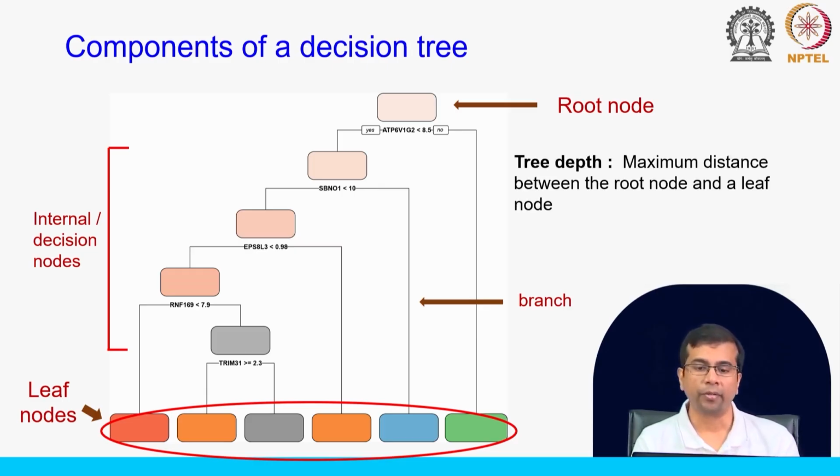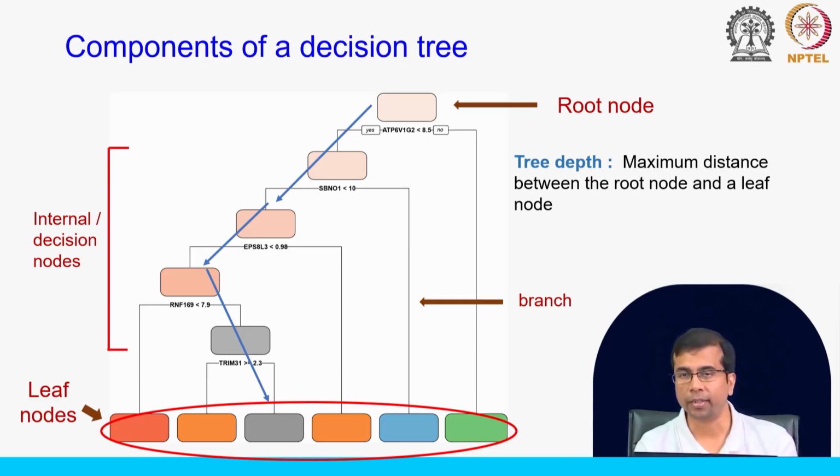We can also measure tree depth, and this is defined as the maximum distance between the root node and a leaf node. So, if we consider tree depth in this specific tree, we have to consider the maximum distance between the root node and a leaf node. As you can see, the maximum distance is perhaps through this path. Here we have these many intermediate nodes, and this will give us the maximum distance or tree depth. Now, why are we discussing this tree depth?